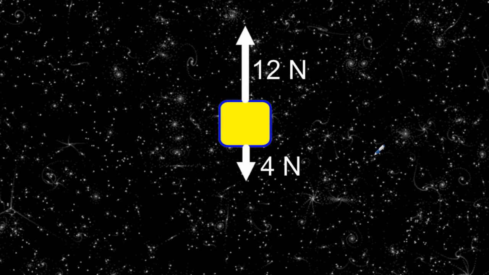All right, let's look at another one. Oh, this one's in the vertical direction, but that doesn't change anything. Here we have a 12 Newton pull up and a 4 Newton pull down. They're in opposite directions, so they will subtract, and my net force is going to be 8 Newtons in the upward direction. Yes, this one's larger, so the acceleration will be upwards.